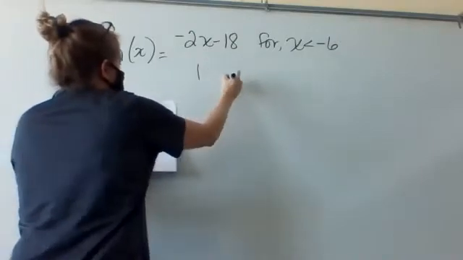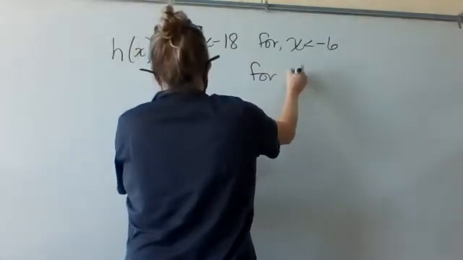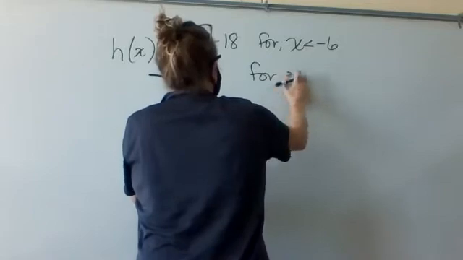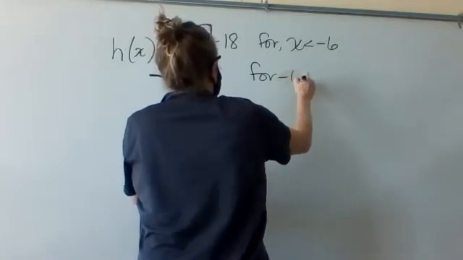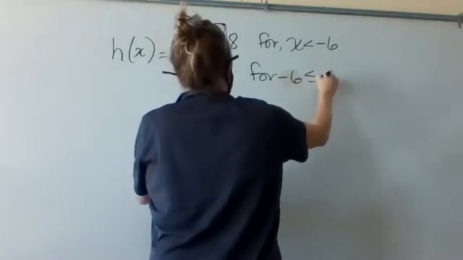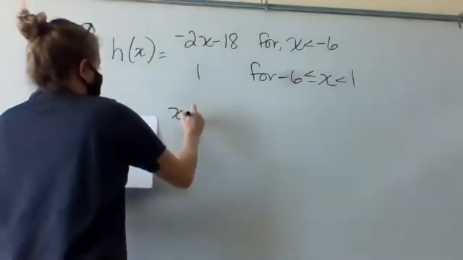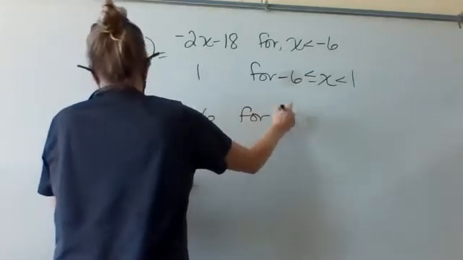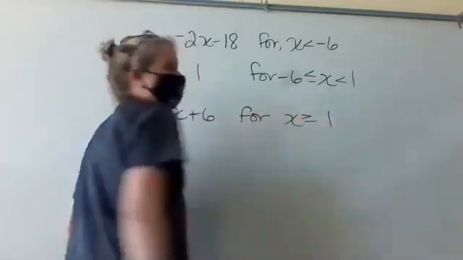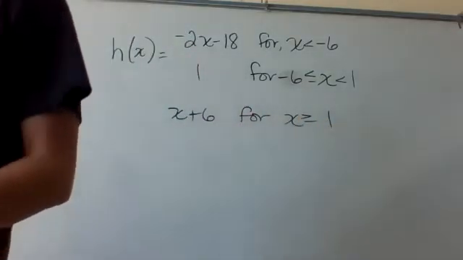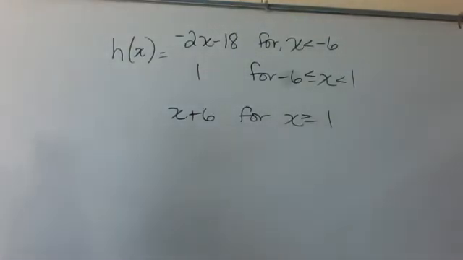It's 1 for... oops. Negative 6 is less than or equal to x, which is less than 1, and x plus 6 for when x is greater than or equal to 1. So this one actually has three pieces.